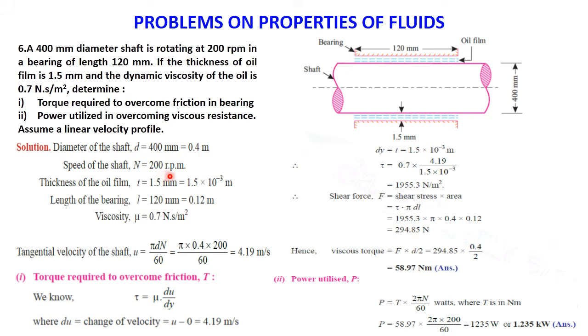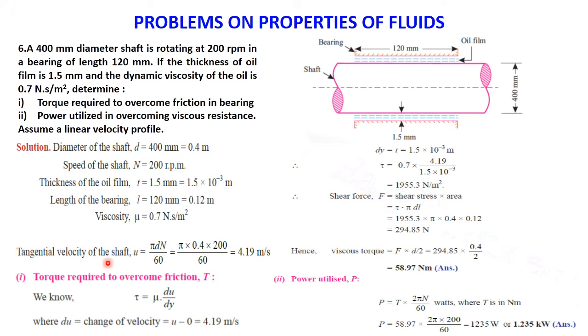So first we will write all the given parameters. Diameter of shaft D is equal to 400 mm, so 0.4 meter. Speed of the shaft N is equal to 200 rpm. Thickness of the oil film, T, is also taken as dy in our case. So dy will be 1.5 mm, so 1.5 into 10 raised to minus 3 meter. Length of the bearing, small l, is equal to 120 mm, so 0.12 meters, and viscosity mu is equal to 0.7 Newton second per meter square.